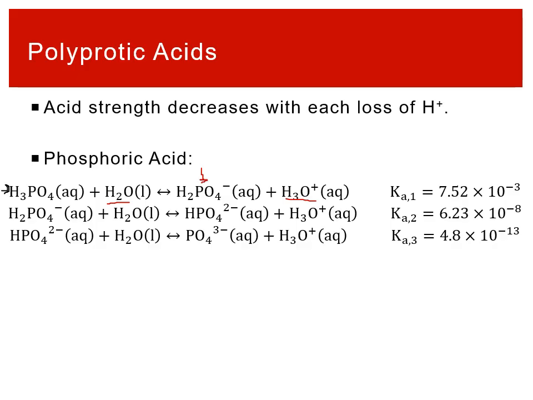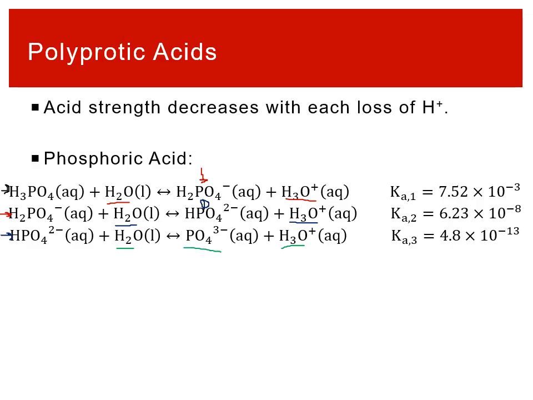H2PO4- is the conjugate. That H2PO4- can then come in, and now that is the acid. It can donate to a separate water molecule, make another hydronium, and then you would produce hydrogen phosphate, which can be, again, another acid, donate to another water molecule, make another hydronium, and you get phosphate in the end.